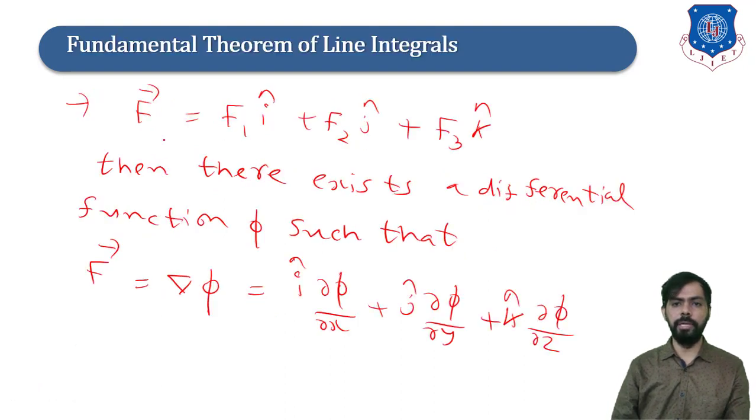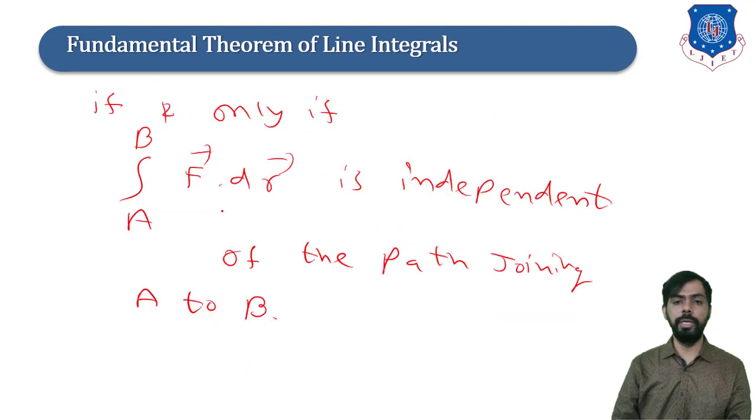If F is a vector field given by F1 i plus F2 j plus F3 k, then there exists a differentiable function phi such that F is equal to gradient phi, and gradient phi is defined by i del phi by del x plus j del phi by del y plus k del phi by del z, if and only if the integration from point A to point B of F dot dr is independent of the path joining A to B. So this is called the fundamental theorem of line integrals. So this line integral will be independent of the path if F is equal to gradient of phi.